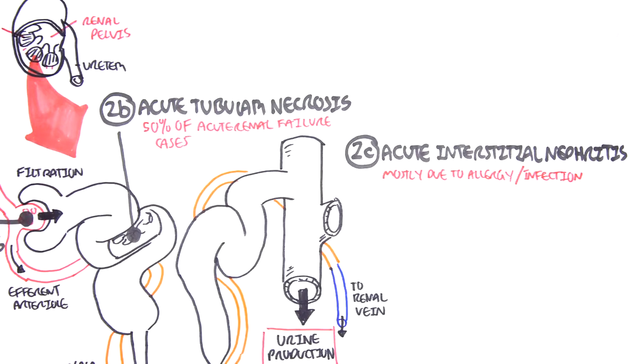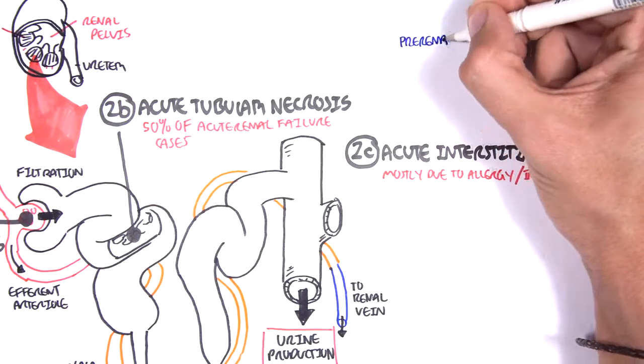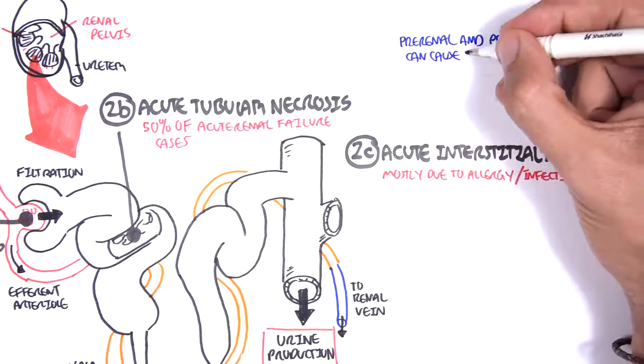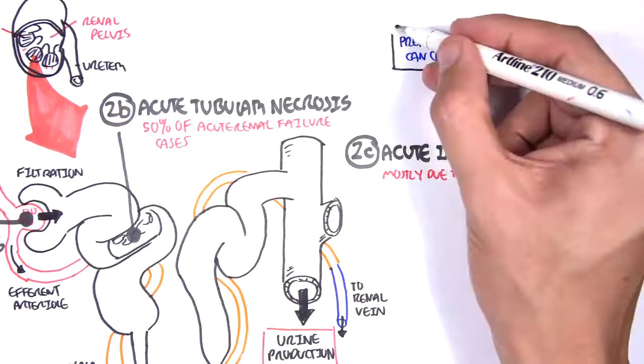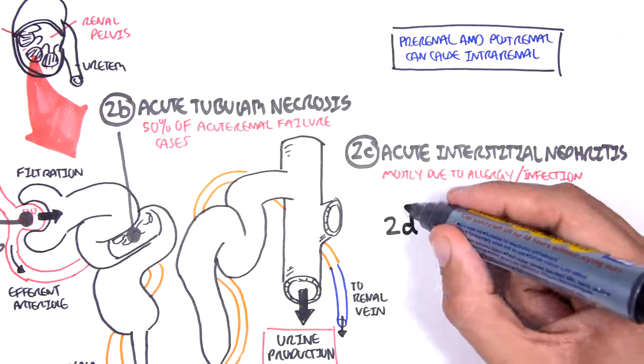Now, before we look at the fourth type of intrarenal cause of acute renal failure, we have to understand that pre-renal, intrarenal, and post-renal causes are all connected. For example, a pre-renal and post-renal cause can cause an intrarenal problem. And so this leads to the fourth main type of intrarenal cause of acute renal failure, which is vascular.